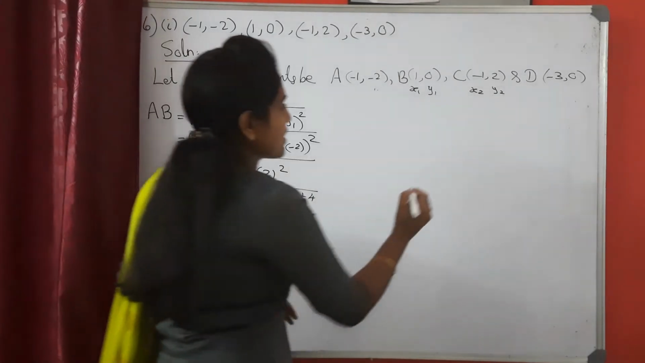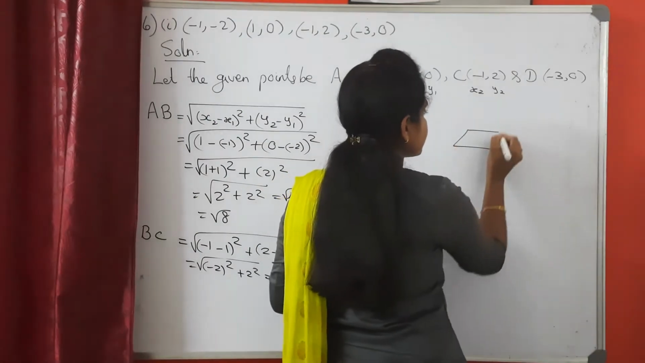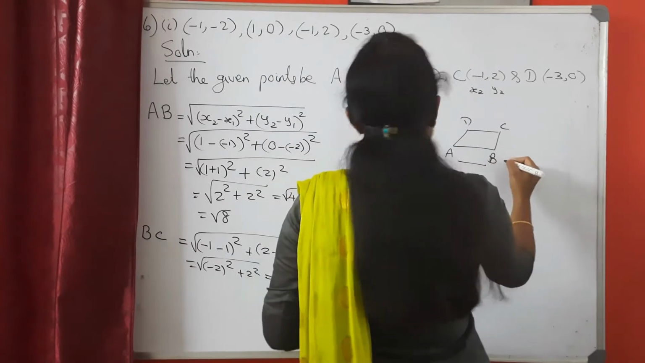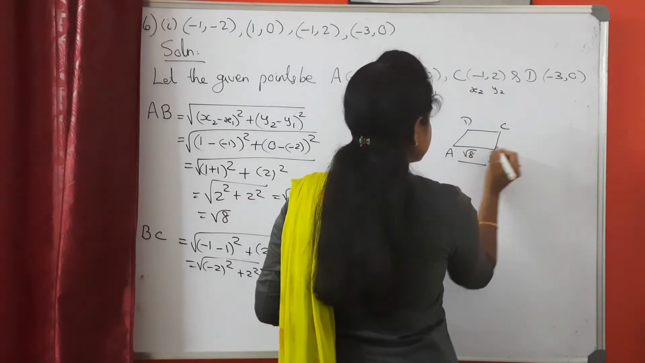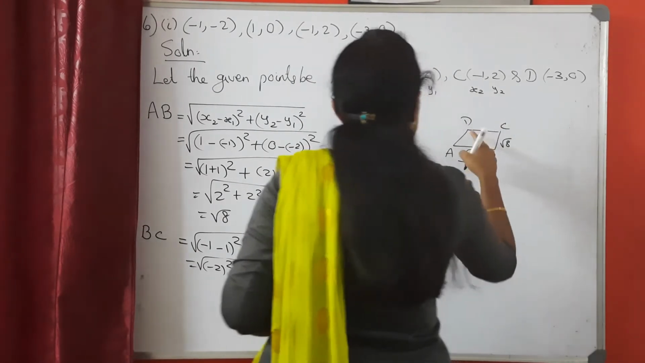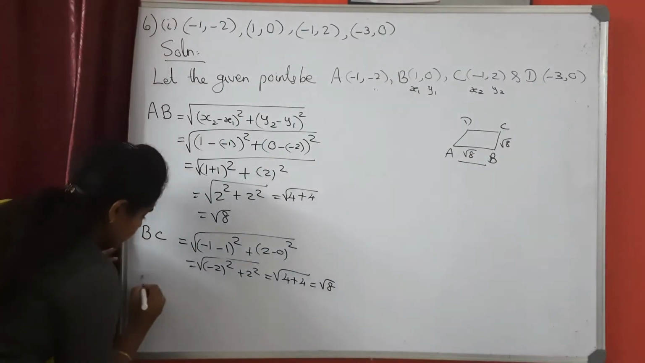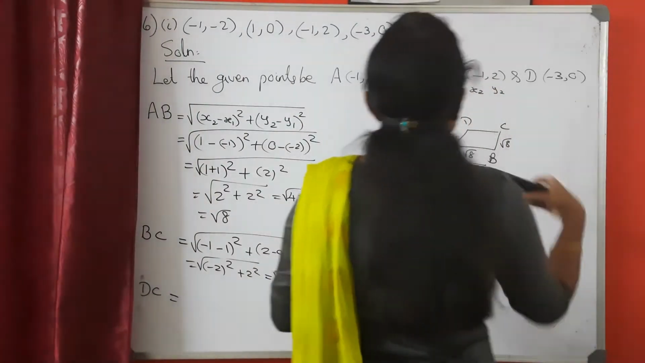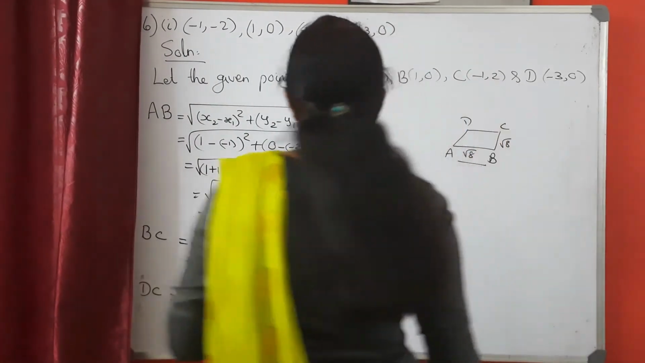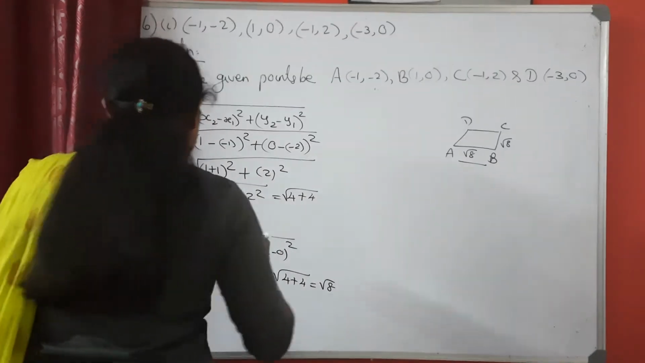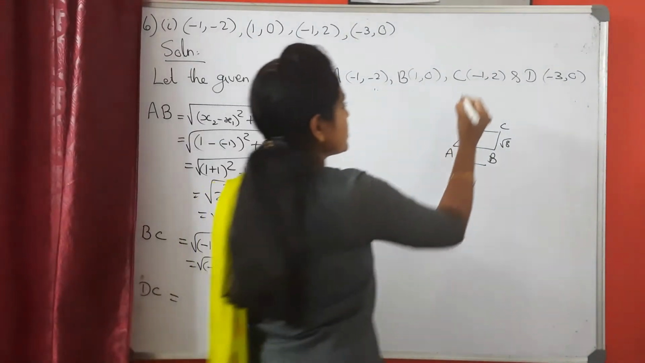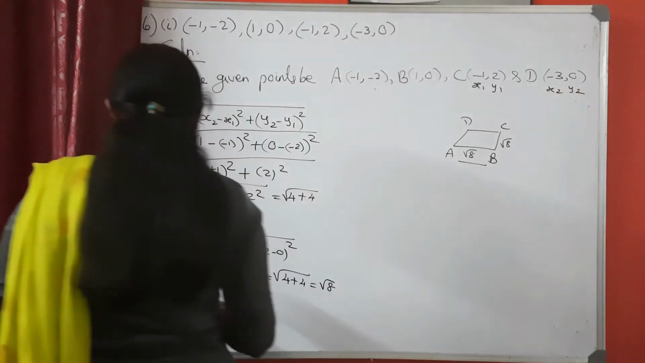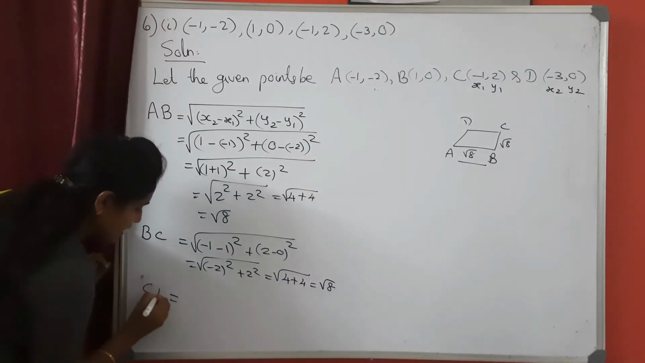Next we need to find the remaining sides. Suppose this is the quadrilateral ABCD. We found AB and BC, here root 8 and here also root 8. Next we need to find the DC value. DC or CD, both are equal. Now this is x1, y1 and this is x2, y2.